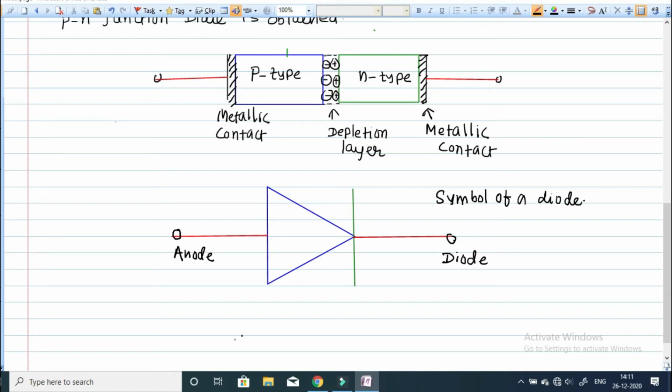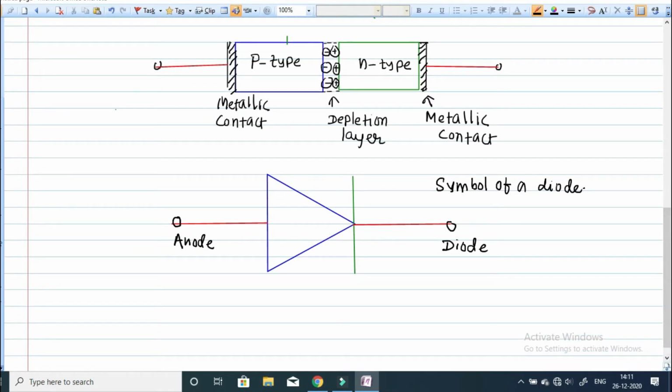Now we know about the p-type semiconductor and n-type semiconductor. In p-type semiconductor, holes are the majority charge carriers, and in n-type semiconductor, electrons are the majority charge carriers. It doesn't mean that there are no holes and electrons on either side of this PN junction diode. Basically, we will study in detail now.